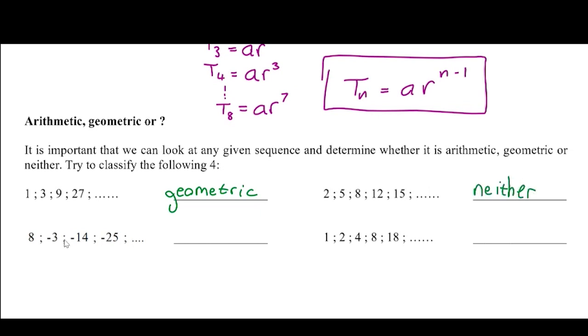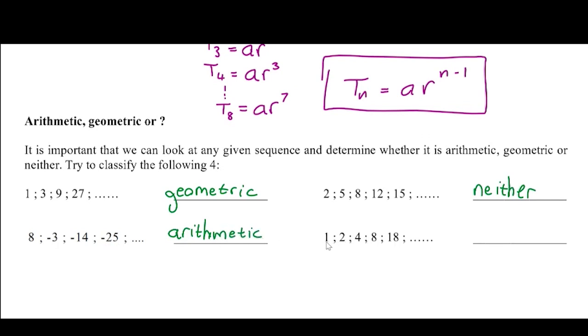Right, the next one, we are subtracting 11. We're subtracting 11, we're subtracting 11. We're actually adding negative 11, so in terms of our d value, d is negative 11. This one is definitely arithmetic. There's a fixed difference between any two terms.